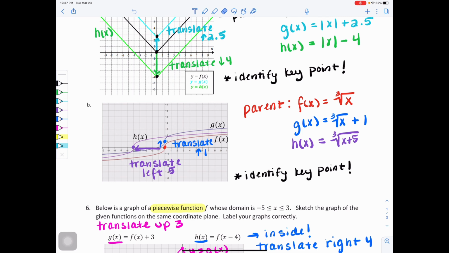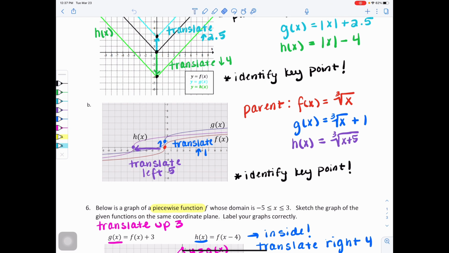Again, I picked a critical point for all 3 of the functions so I could follow that point around. So in red, which is actually the lowest graph there, f of x, I see that in order to get the blue one, which is g of x, I translated up 1. So I'm going to write plus 1 on the outside. So g of x should be the cube root of x plus 1. Make sure you can clearly tell that the plus 1 is outside of the cube root.